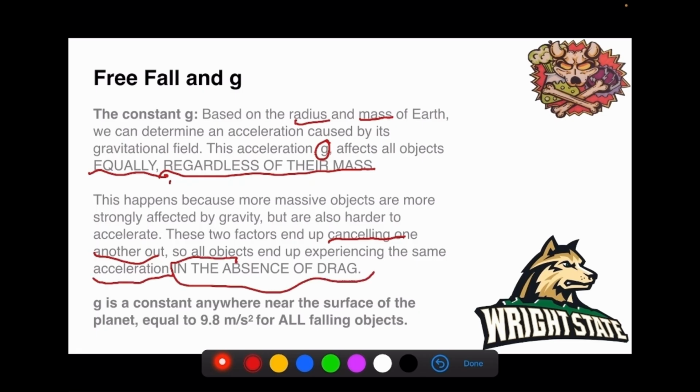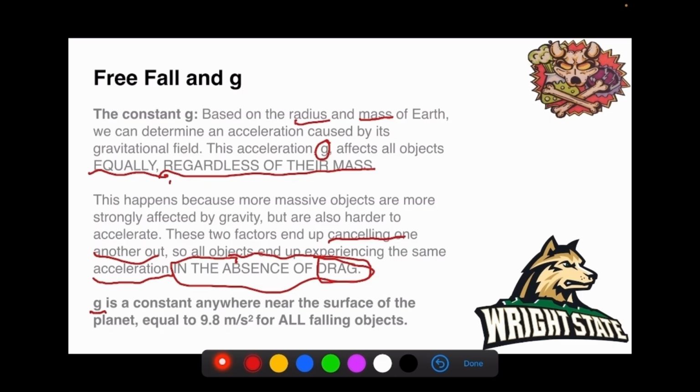This in the absence of drag thing is really important. This means that basically if air gets caught underneath something, it can get in the way and slow that object's descent down. So for instance, if you drop a feather and a bowling ball, the feather will take a lot longer to actually hit the ground because the drag from that air is going to be able to slow it down. So what this means is that anywhere near the surface of Earth, lowercase g is a constant.